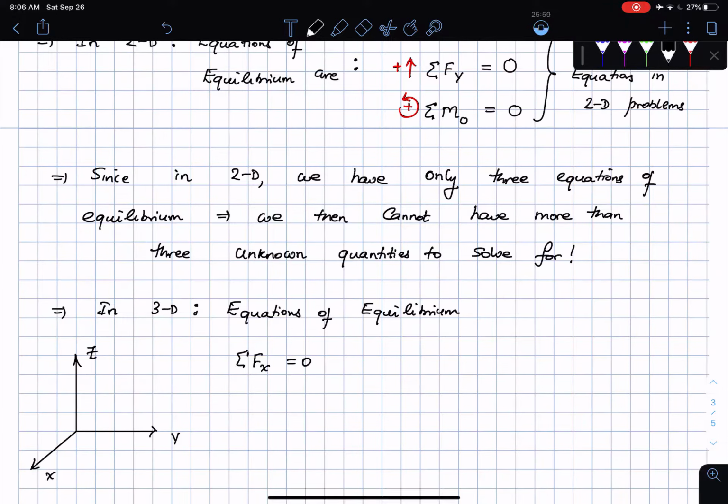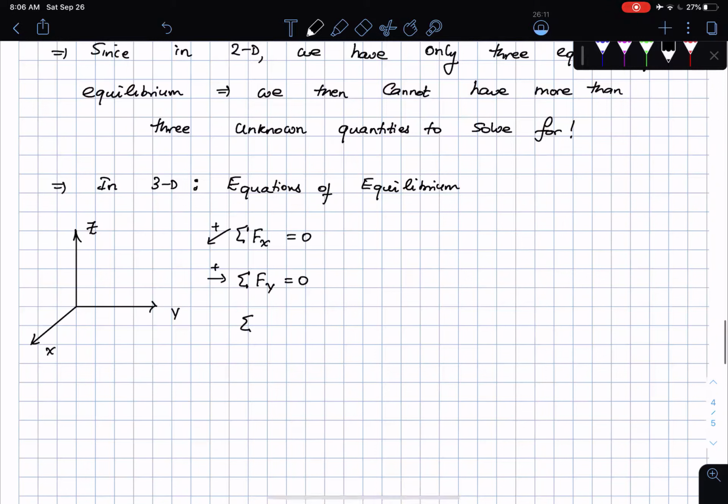The sum of all the forces in the positive x direction is 0. The sum of all the forces along the positive y direction is 0. This is in 3D. Then the sum of all the forces in the positive z direction is 0. And then I'm going to have 3 moment equations. The sum of all the moments about the x-axis is equal to 0.